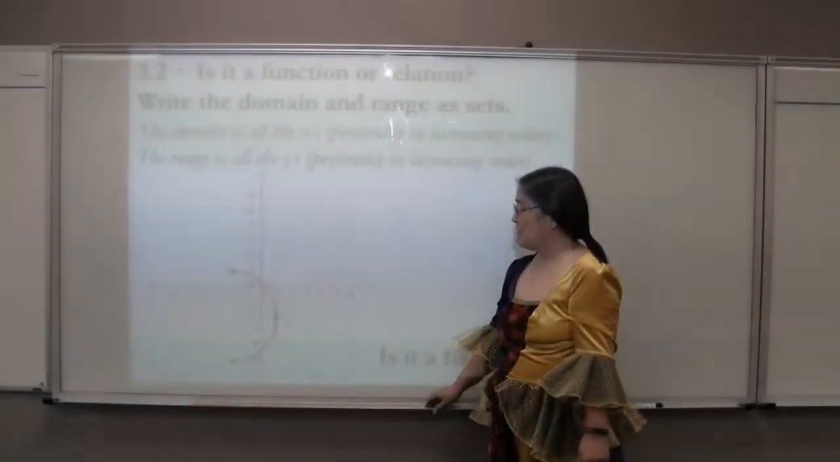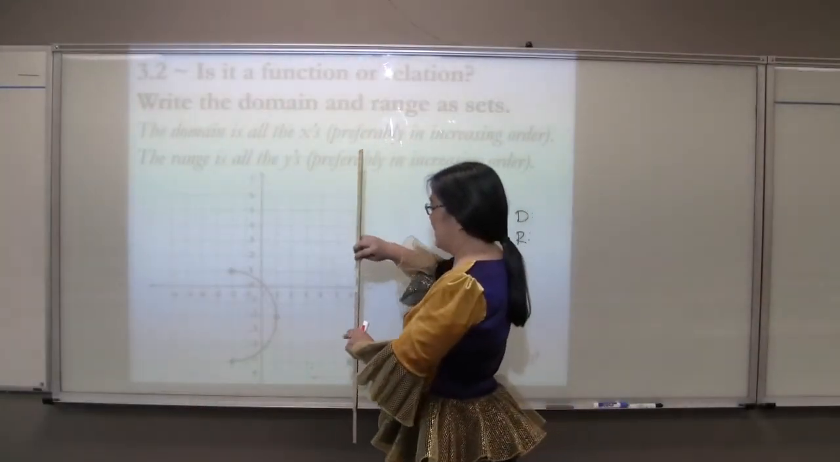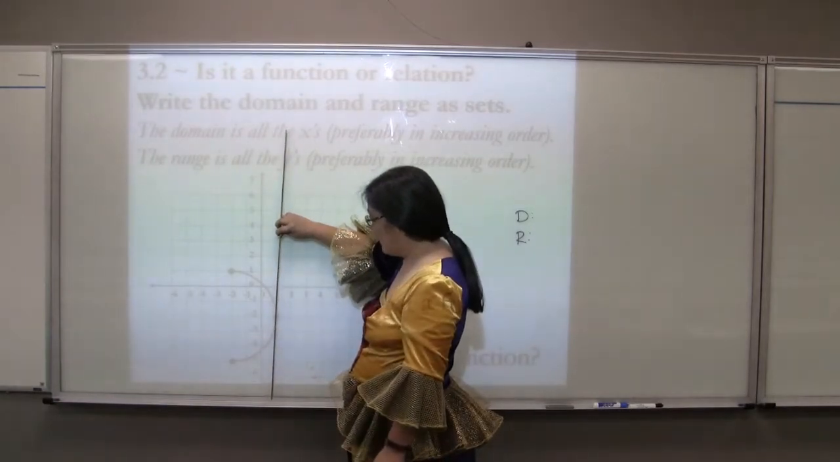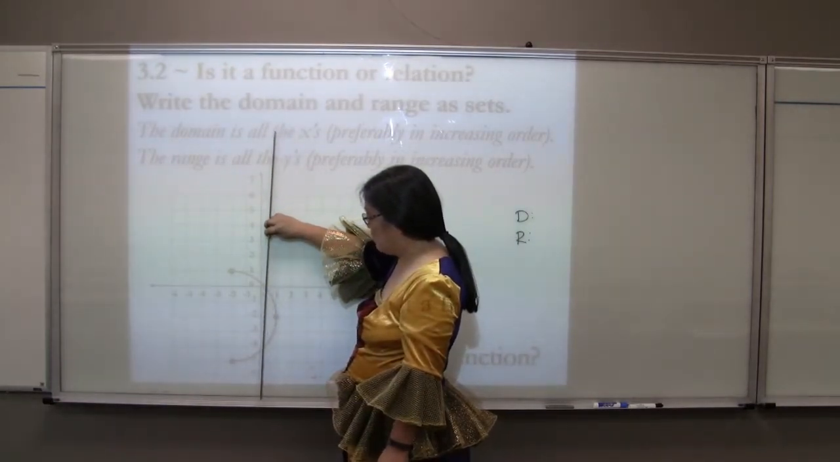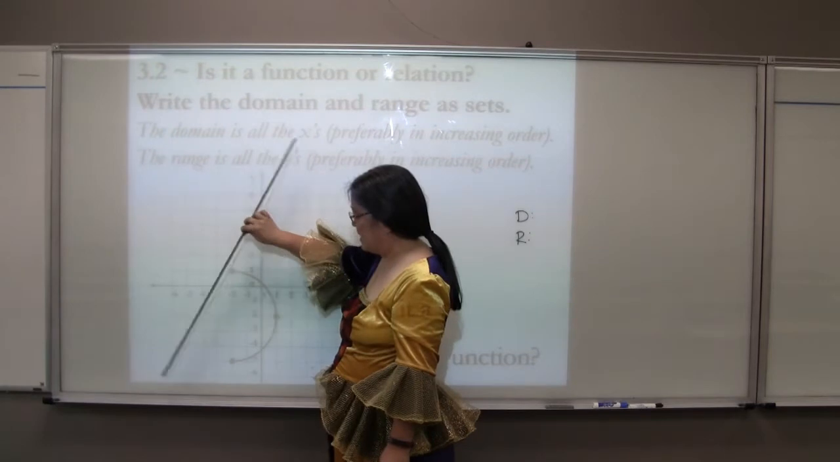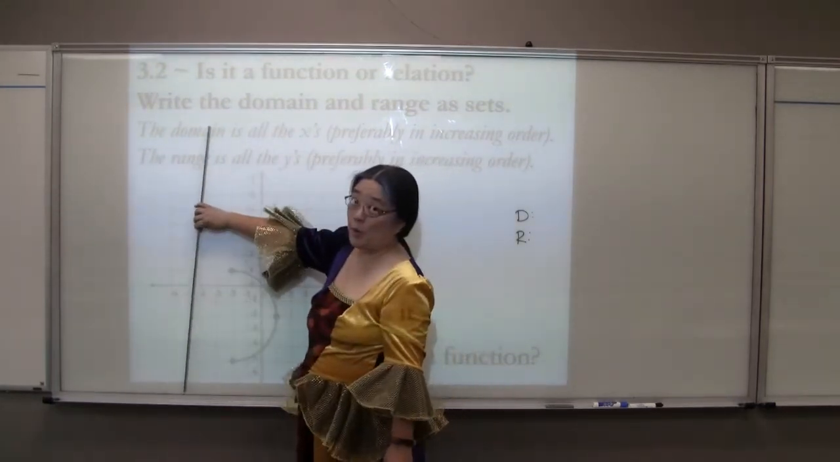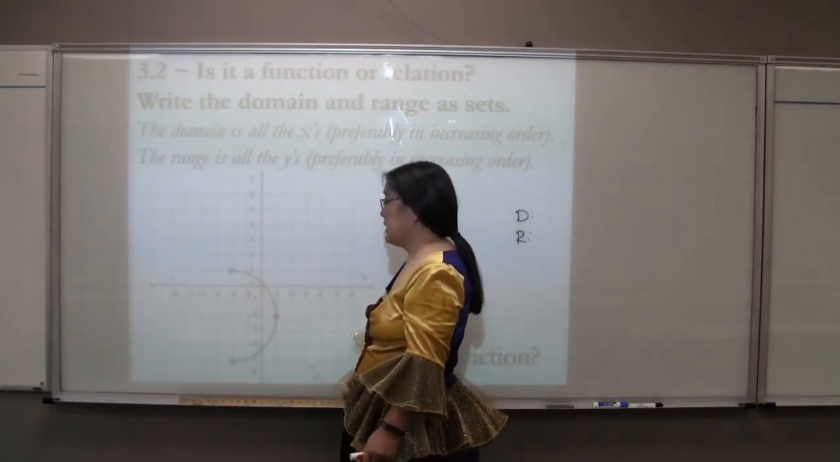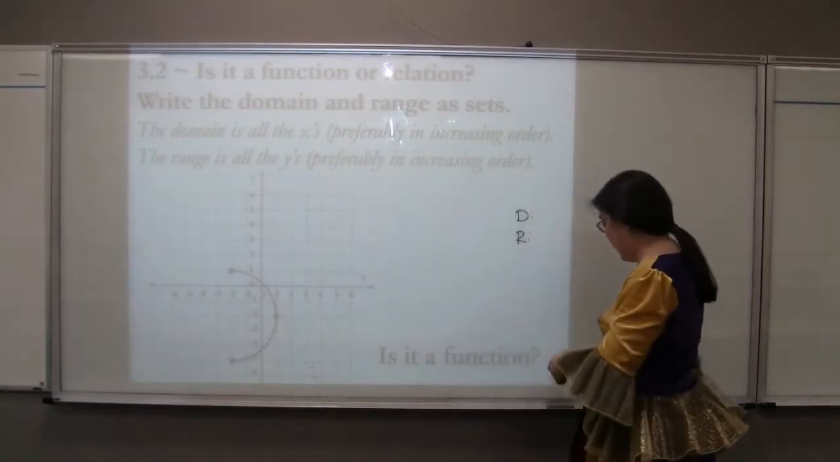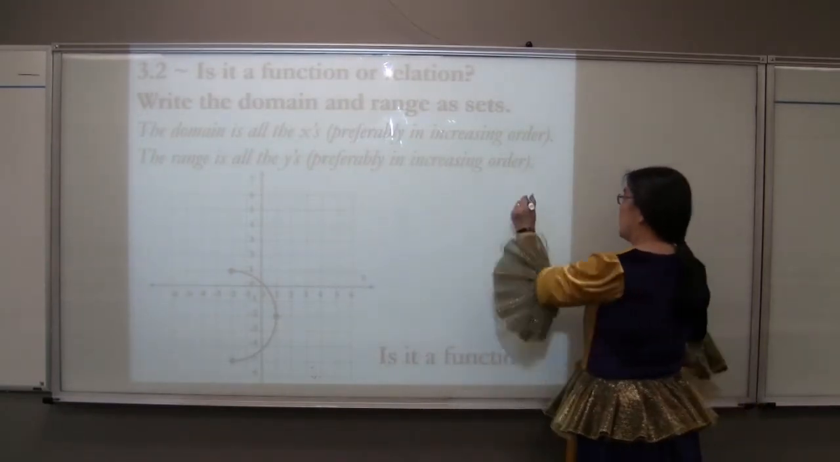Is it a function or relation? Does it pass the vertical line test? Right here, it only hits 1 point, but then it hits 2 points, and so on. No points. As long as it hits 2 points at least one time, it is a relation.